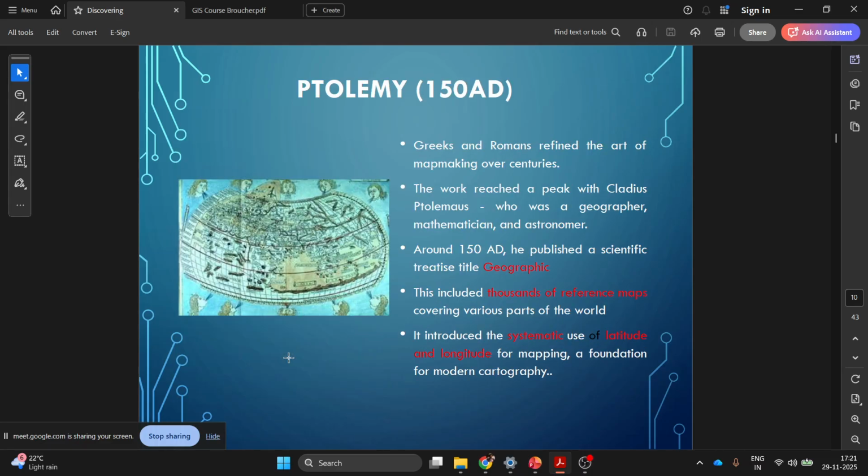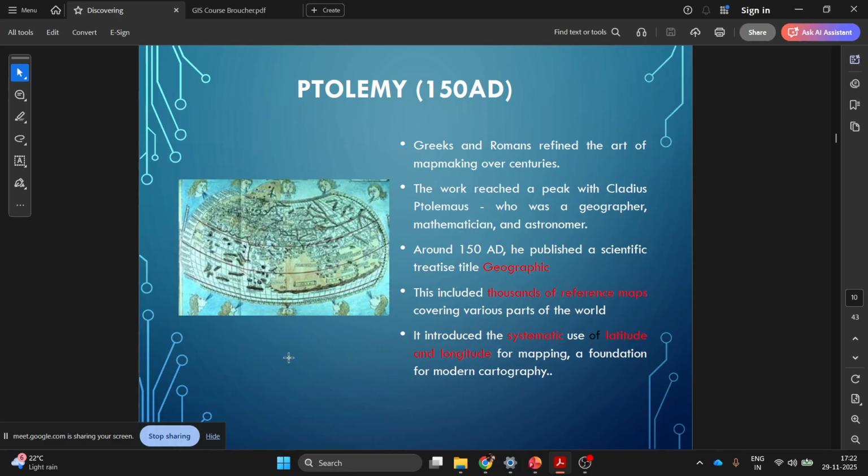Then in 150 AD, Ptolemy, who was a geographer and also a mathematician, developed a map which is called the Ptolemy map. He was a Greek, and the Romans refined the art of map making over centuries. The work reached a peak with Claudius Ptolemaeus, who was a geographer, mathematician, and astronomer. Around 150 AD, he published a scientific treatise titled Geographia. A treatise is like a thesis, so he published a work called Geographia.